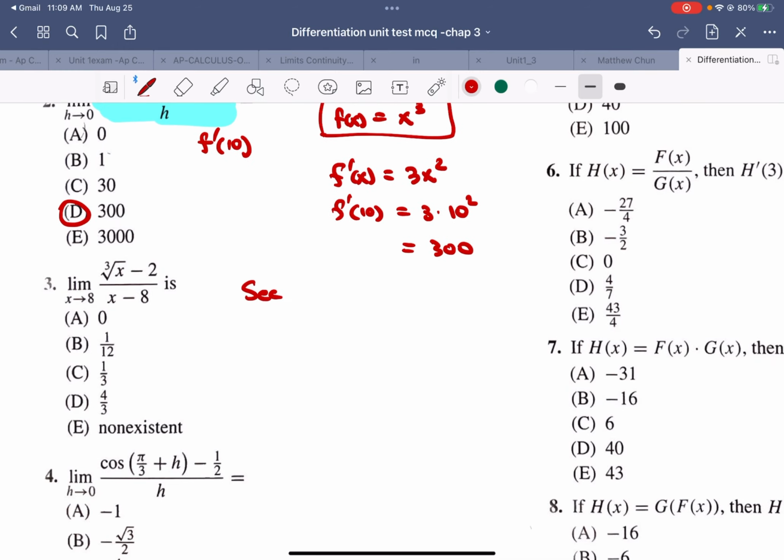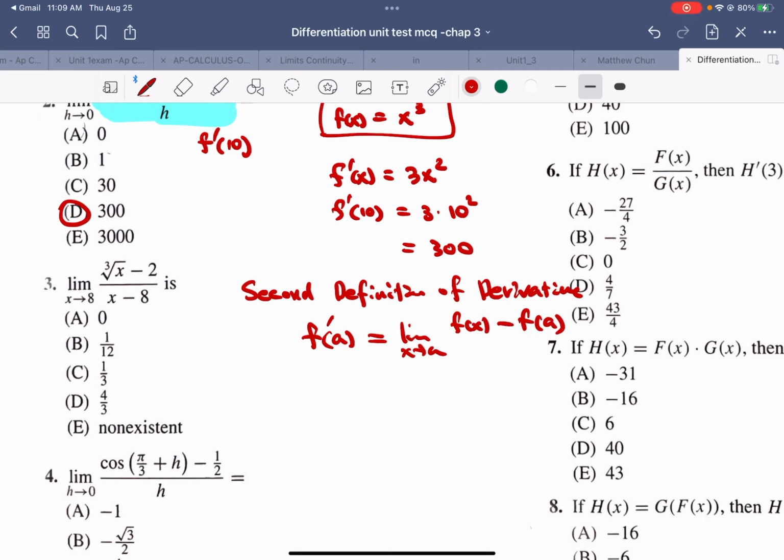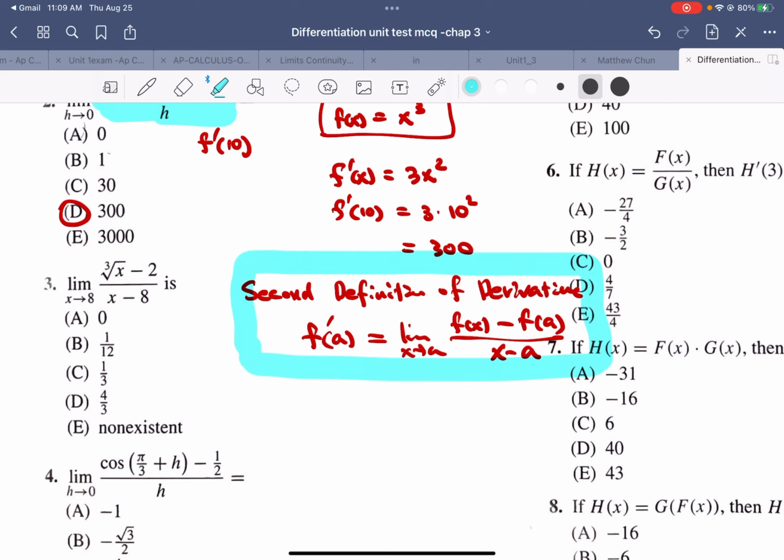Okay, this one is the second definition of derivative. What is it? In this case, f prime of a equals the limit as x approaches a of f of x minus f of a, over x minus a. So that is another definition of derivative. It's different from the first one, so you've got to memorize this.